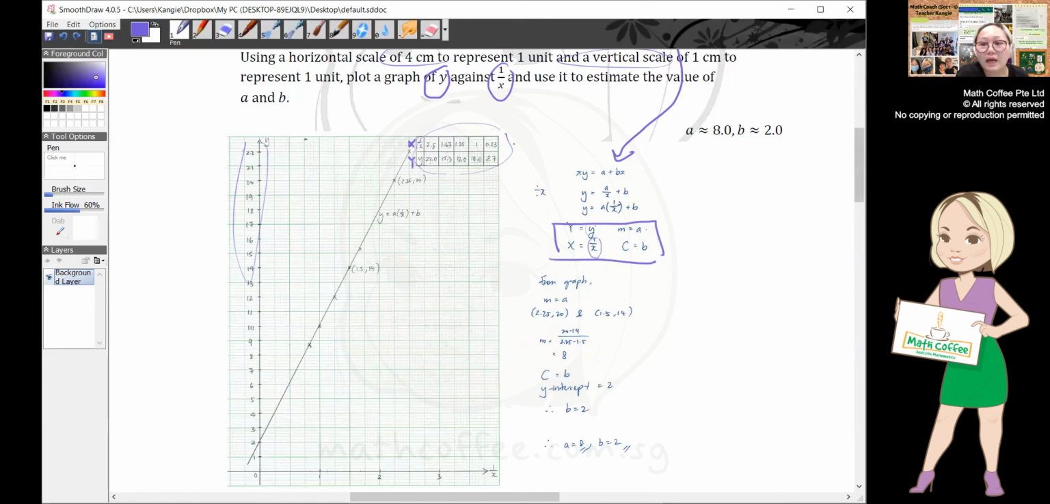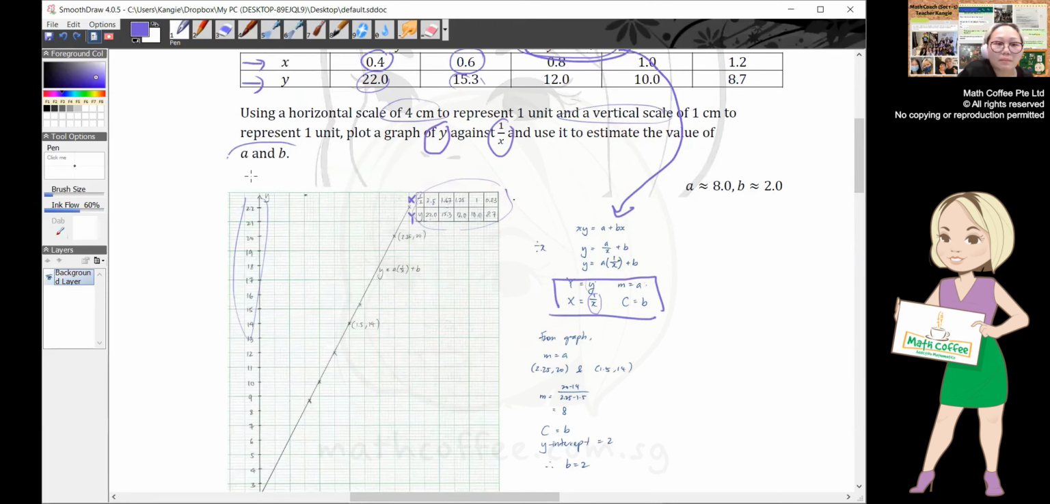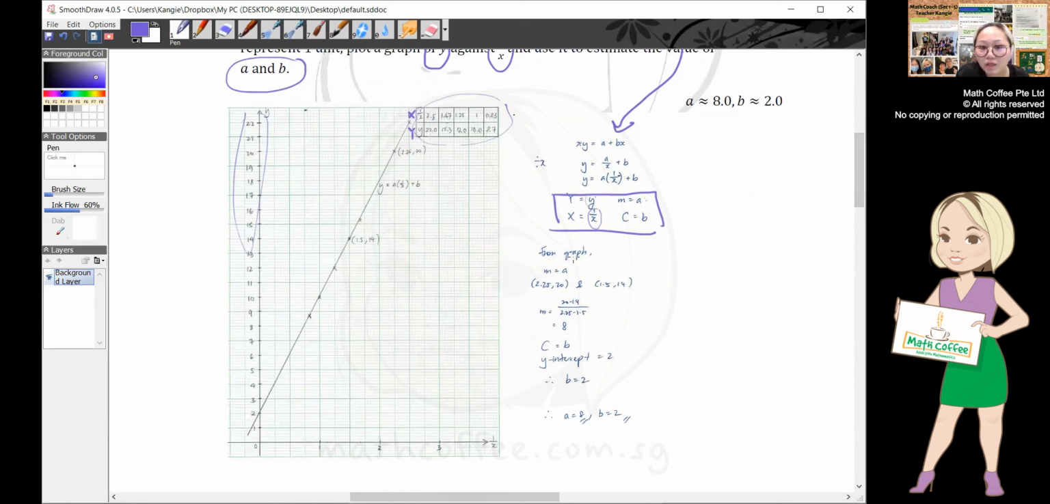Then after that, what do they want us to find? They ask to find A and B. And from here, you will know that A and B simply mean to find the gradient and the y-intercept. Take note, very important, to find the gradient, never take the points from the table. A lot of students always say, oh, gradient, I take big Y minus this Y, over X minus this X. You are not allowed to use the points from the table.